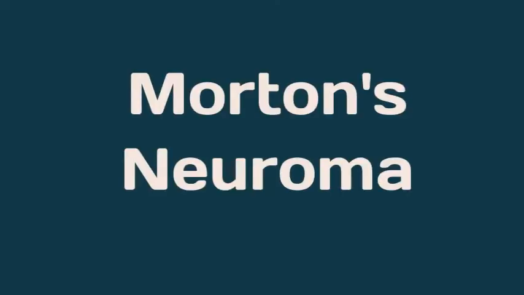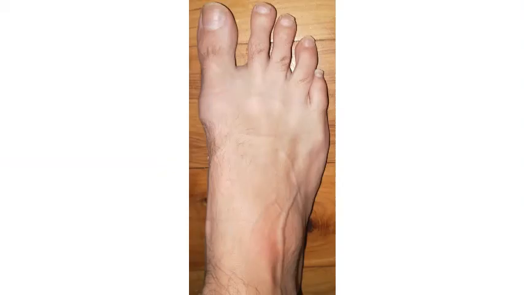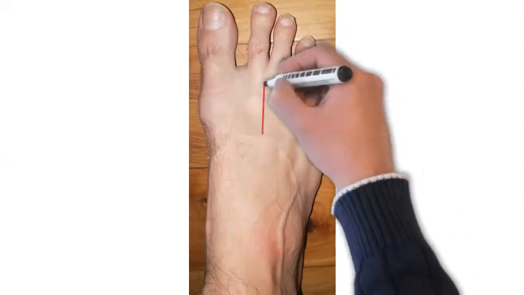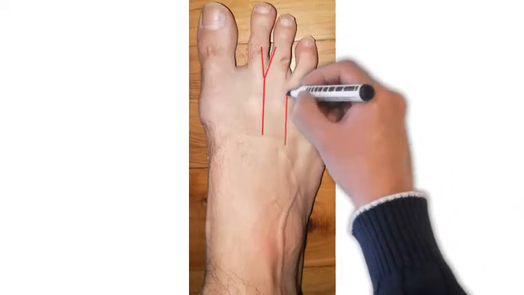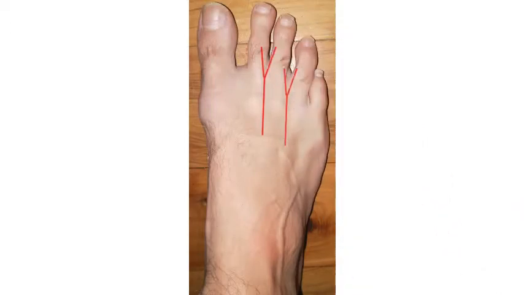Now, the second condition we're going to talk about is a Morton's neuroma. And a Morton's neuroma involves the nerves that are on the top of the foot that go down to the toes. So we're just going to draw them for you here. So they come in a Y shape. So they go straight and then they divide. And so each one that comes up the middle of the foot divides to give a branch to each toe. And so each toe gets at least two branches.